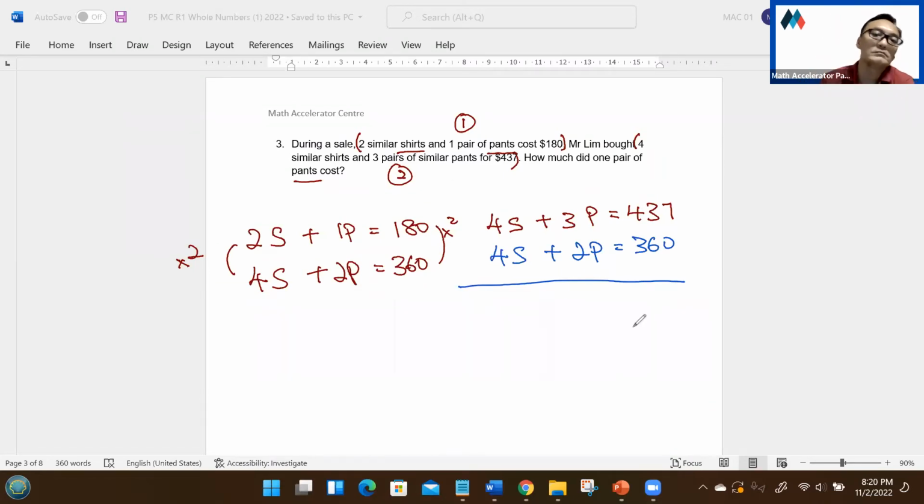So you should know that we are going to do a subtraction, right? So when we do a subtraction, we already cancel away the 4 shirts, which is our original objective, right? So then we have 3 pants minus 2 pants, that's equals to 1 pair of pants. So 1 pair of pants is 437 minus 360. Yes, you can do brick model, you can do any other model, any other strategy that you want to, as long as your answer is similar to mine. So in the end, your answer should be 77, right? So 77 would be the answer.